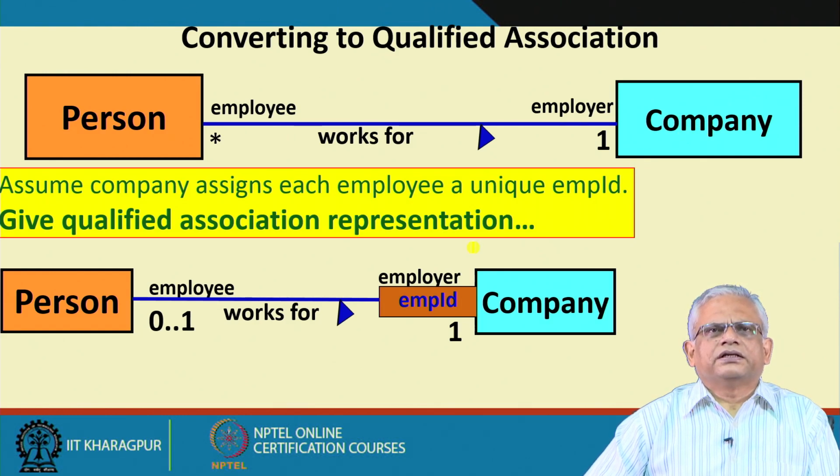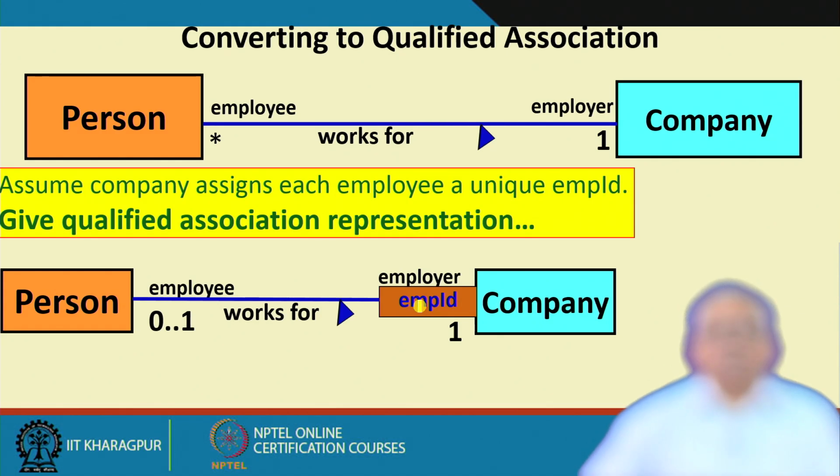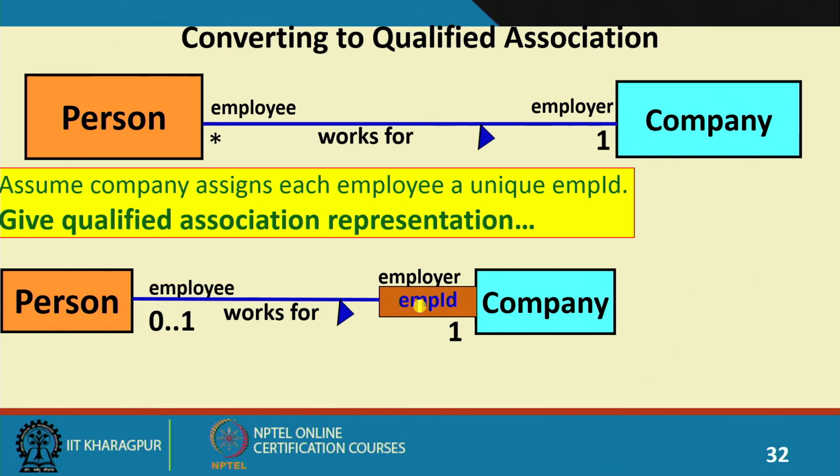We will use the qualified representation. On the company end, we will have the employee ID, and we have 0 to 1 here instead of star. Star has become 0 to 1, and given an employee ID, there is at most one person in the company with that employee ID.